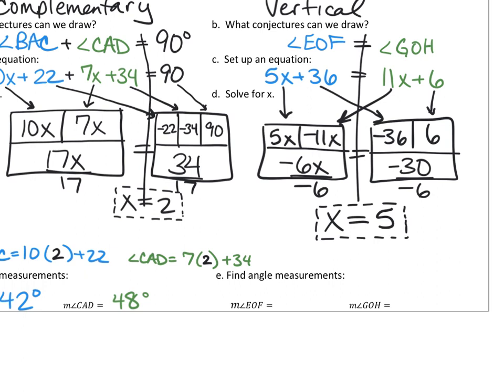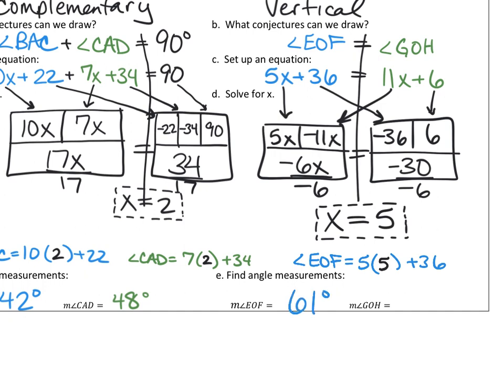If we find these angle measurements, angle EOF is going to be equal to 5 times x plus 36. Well, we found that x was equal to 5. So in our calculators, we do 5 times 5 plus 36. What do you get? 61 degrees.